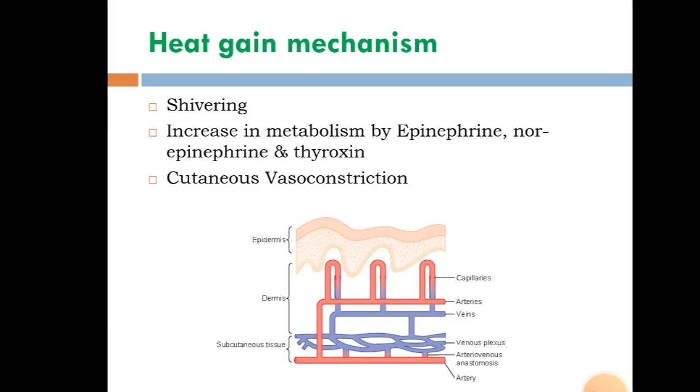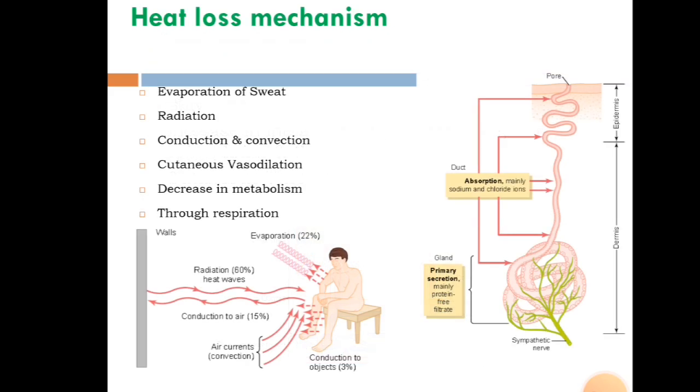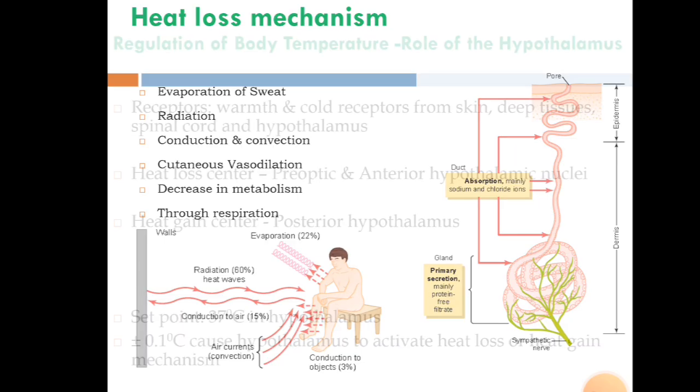Then next we have the heat gain mechanisms, like shivering, increase in metabolism by epinephrine hormones or thyroxine, and cutaneous vasoconstriction. Heat loss mechanisms are evaporation of sweat, radiation, conduction, convection, cutaneous vasodilation, decrease in metabolism, and loss through respiration.